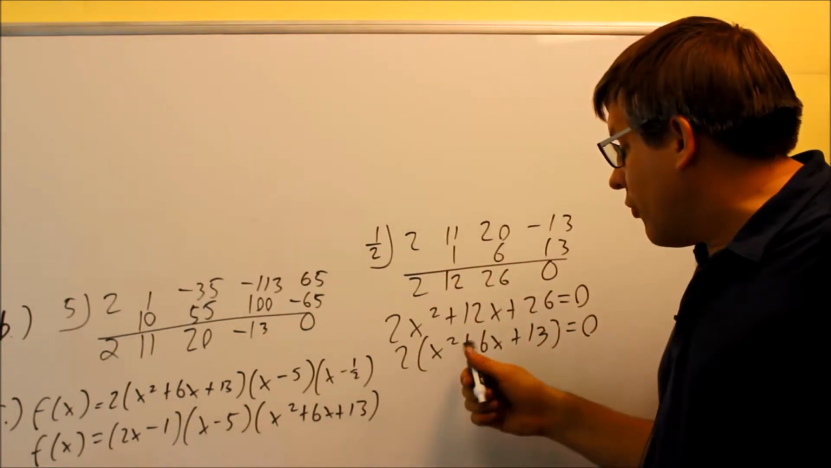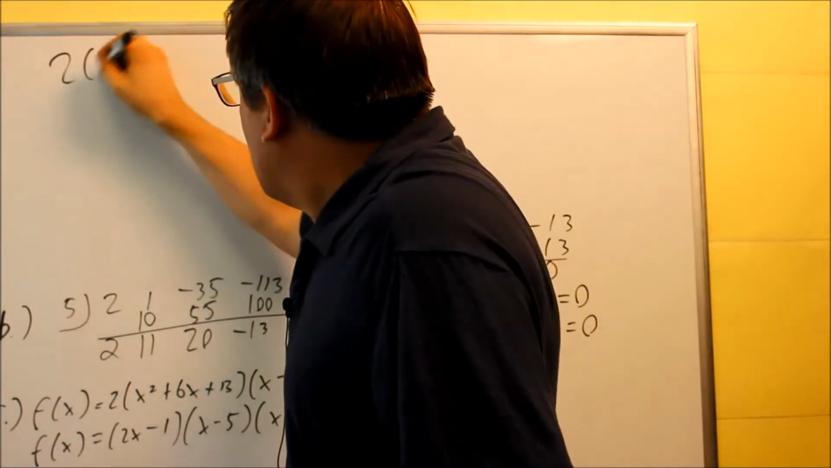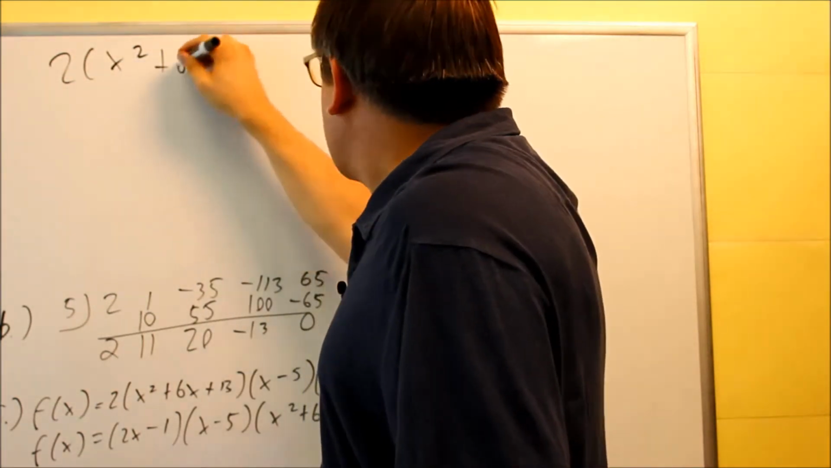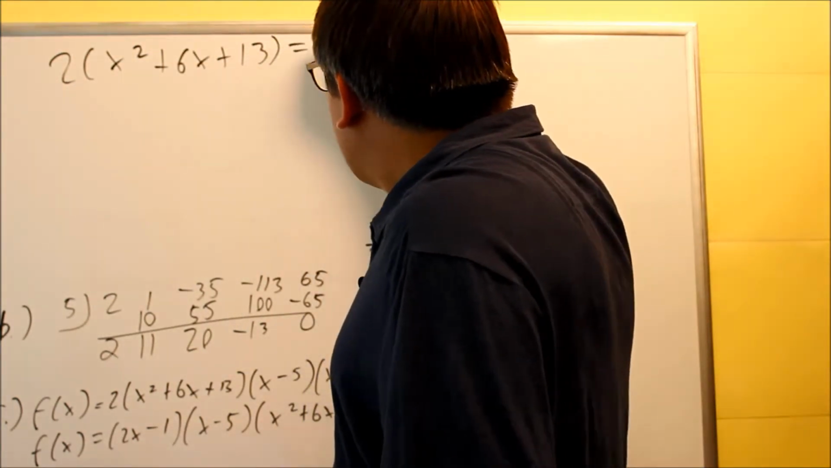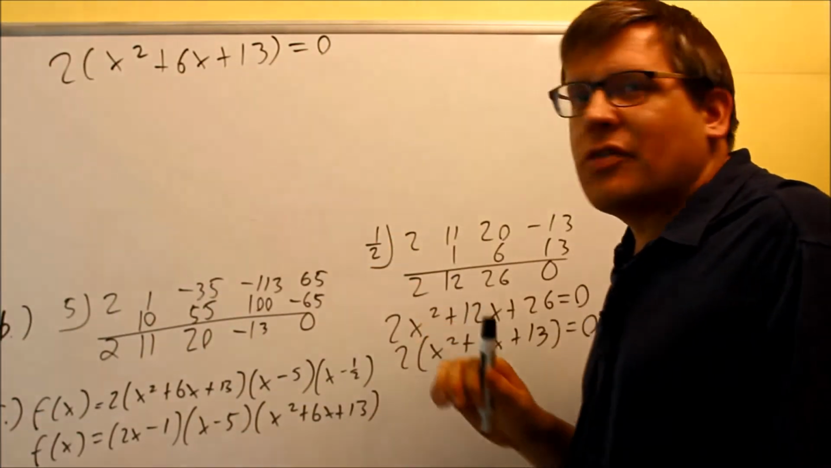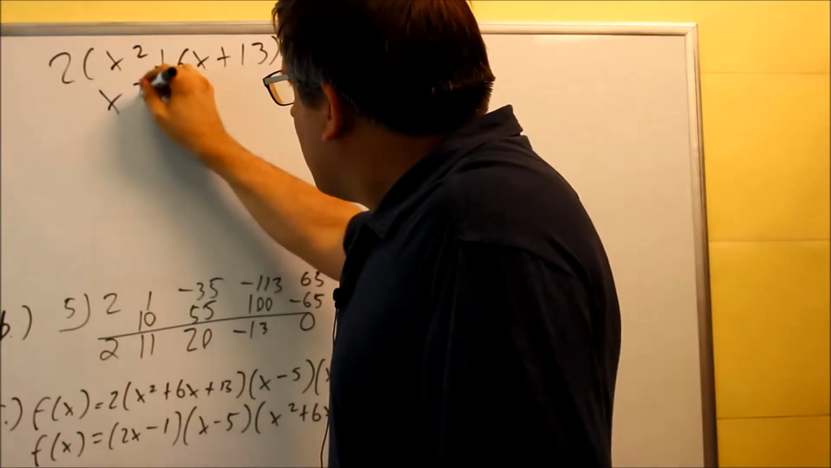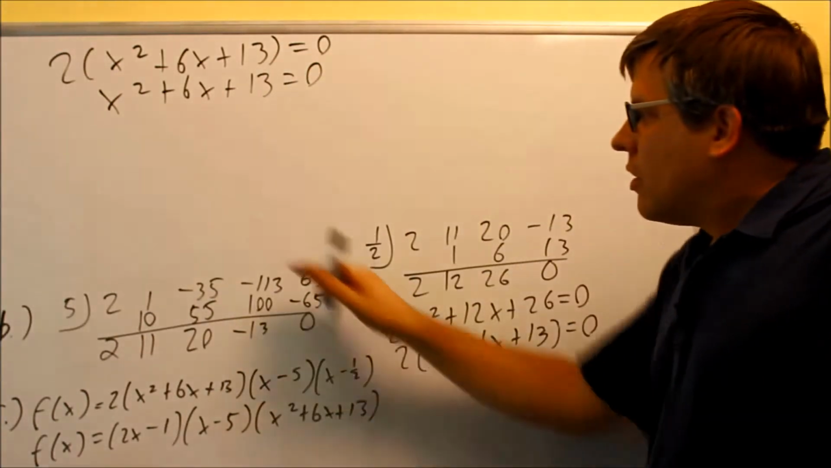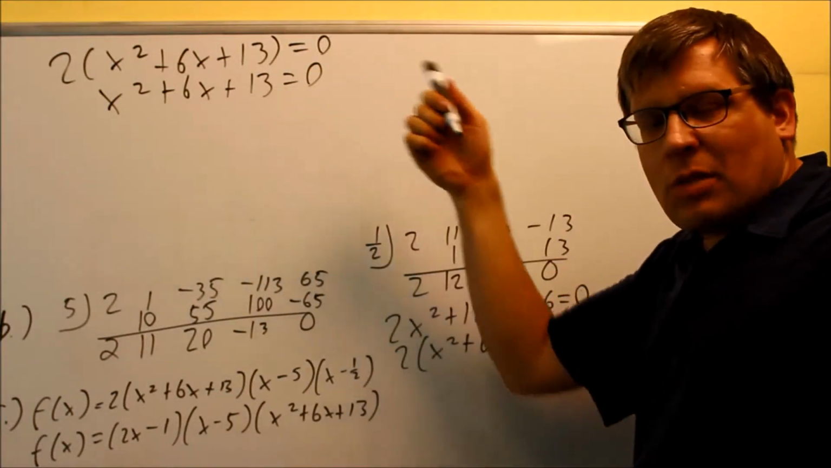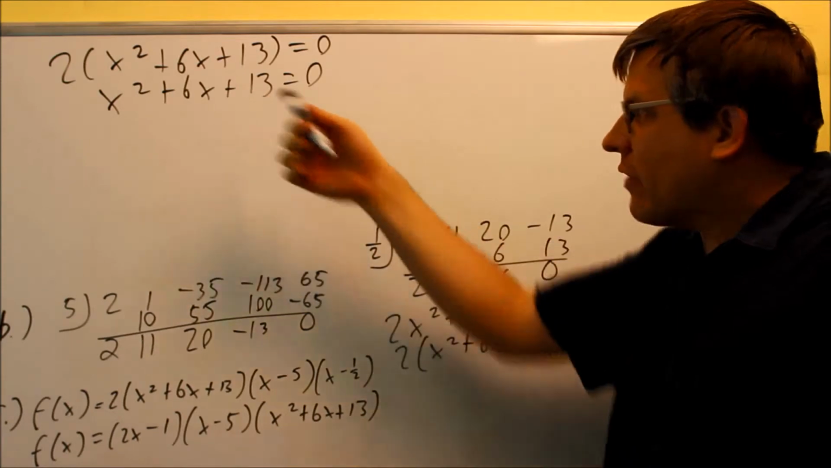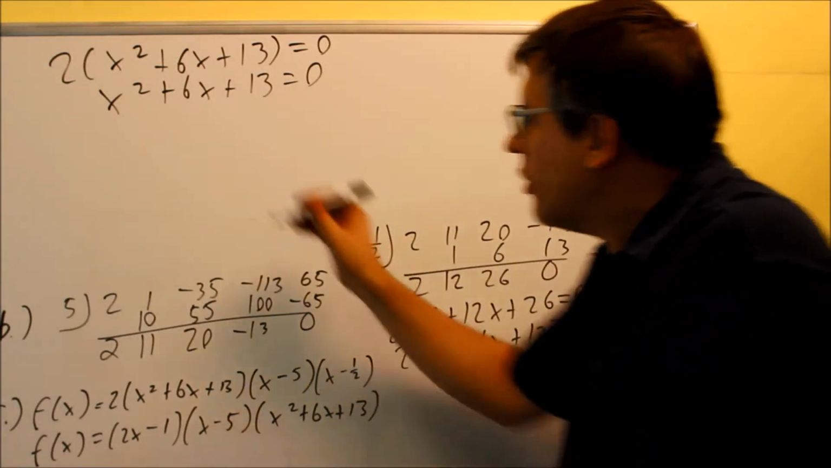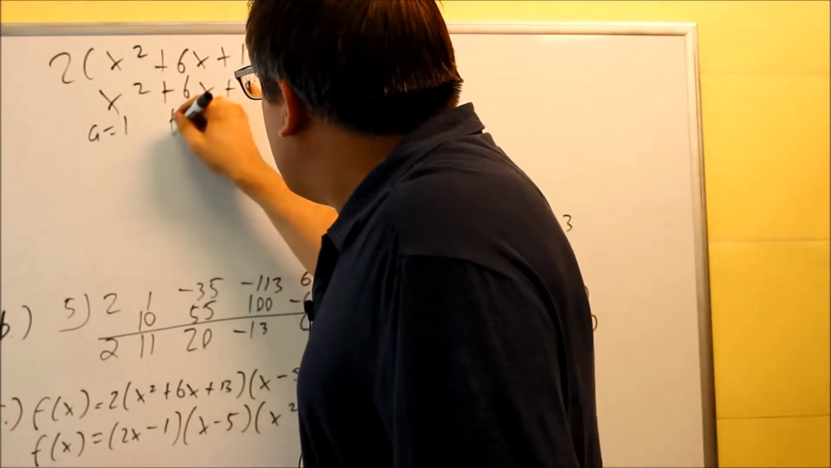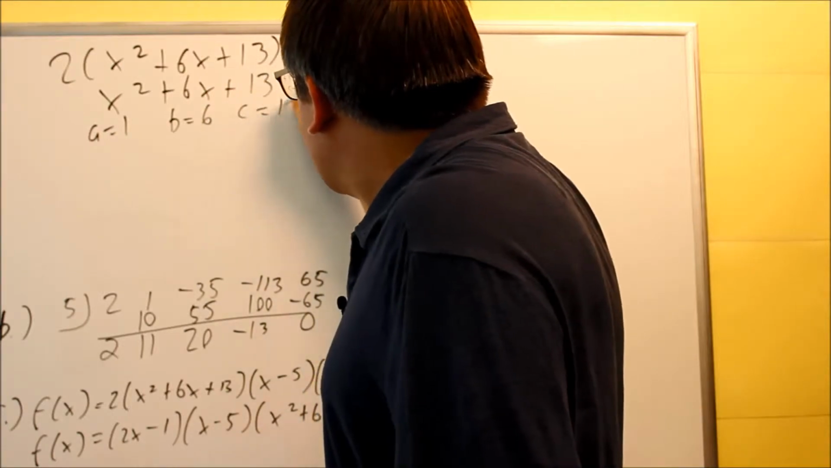Let's do this one. For this, first of all, I'm going to write it up here, x squared plus 6x plus 13 equals 0. I'm going to go ahead and divide both sides by 2 to make it easier. And so now I have this. Now this one, we already said before we can't factor, so we have to use the quadratic formula on this to solve it. Your A is going to be 1, your B is 6, and your C is going to be 13.